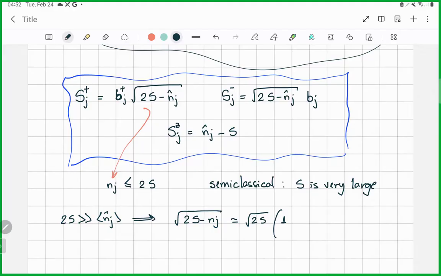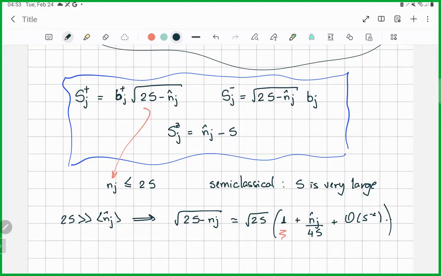So you see that this is the dominant term, which is just a constant. And then come the contributions from the operator. So this provides a very good and direct way to study the semi-classical limit.